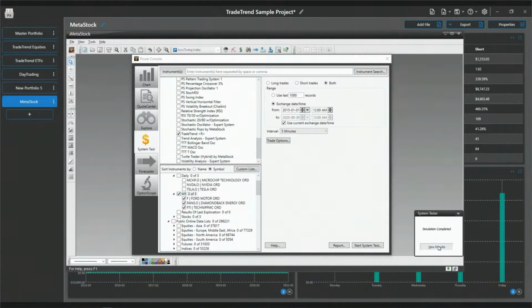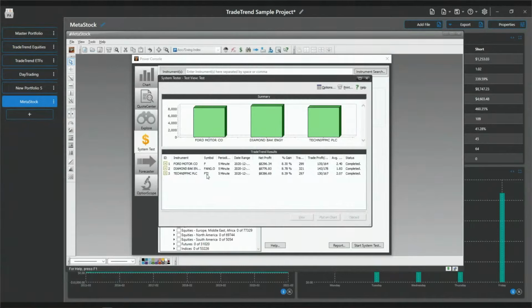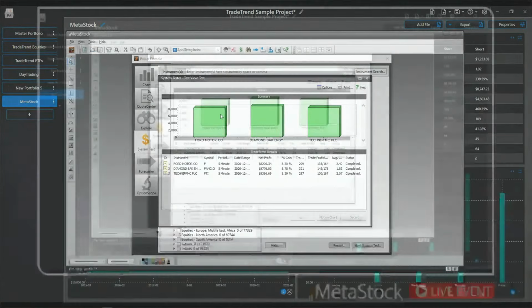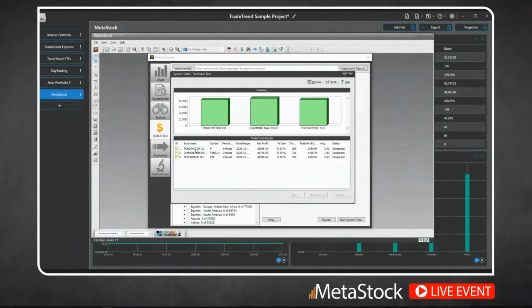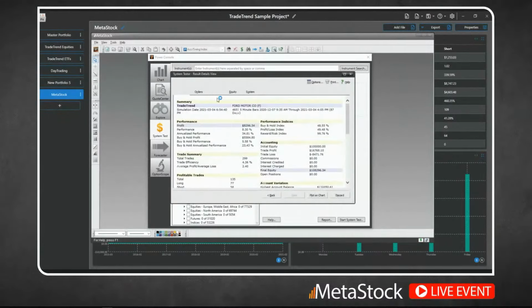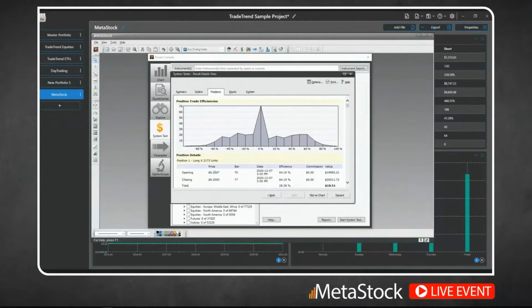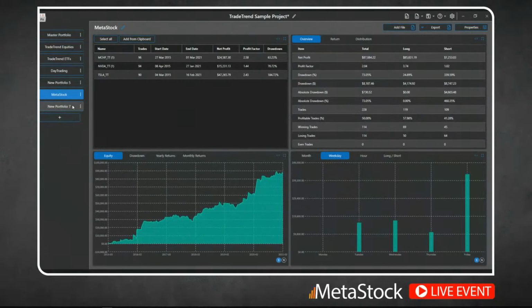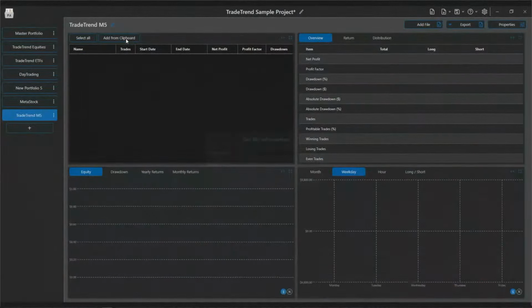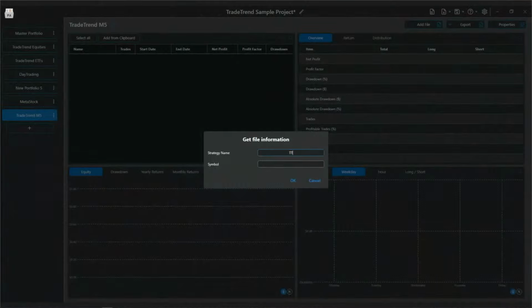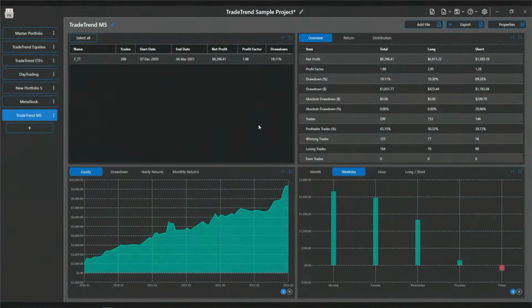All right, simulation completed, and we can view our results. As you can see here, also on the M5, our strategy performed well. Let's, for example, choose Ford. We go to positions here. Again, we highlight everything. Okay, back to Portfolio Architect, and I will create a sub-portfolio here. For example, let's call it Trade Trend M5 for the M5 time frame. Okay, and we will import the data into this sub-portfolio. It was Trade Trend on Ford in this case. We click OK, and now it's imported into Portfolio Architect.